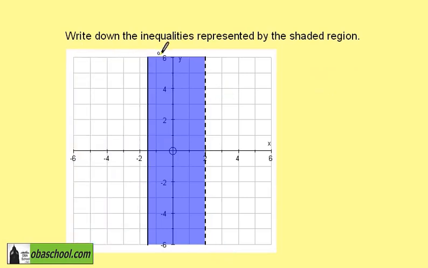We now want to write down the inequalities represented by the shaded region in this diagram. Here we have the line x is equal to minus 1.5. Note the line is solid. Here we have the line x is equal to 2. Note the line is dashed.